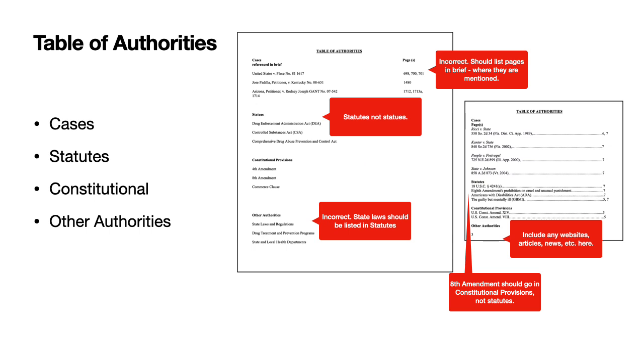The only issue here is that the 8th Amendment prohibition is not a statute. That would show up in the constitutional provisions. And if there's something else that they're intending, that should probably go in other authorities, if maybe it's from a website or some policy brief that they did. Other authorities would also include articles, any research articles you find, again, websites, news articles, anything that you find that you think is relevant to the brief.